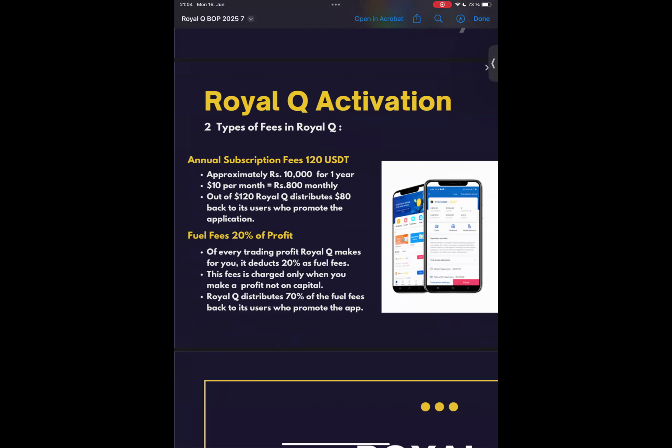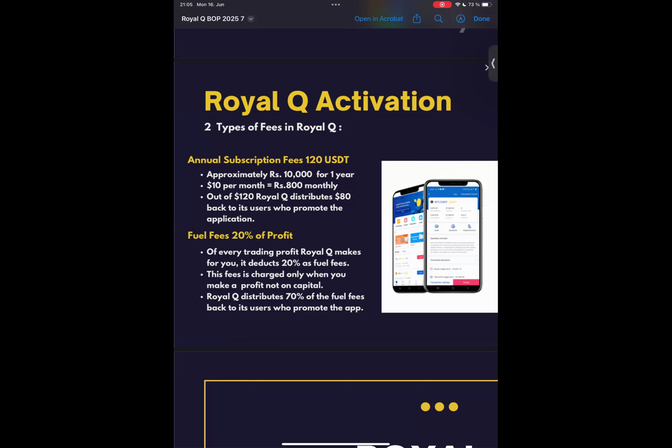Of every trading profit Royal Q makes for you, it deducts 20% as fuel fees. This fee is charged only when you make a profit, not on your capital. So the 20% is not based on whatever capital you have. It's based on the profit you made. Let's say, for instance, today you made a profit of $9. 20% of 9 is what? That is what will be deducted as fuel fees.